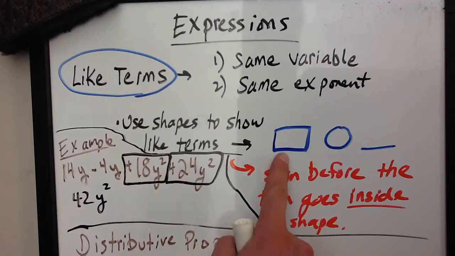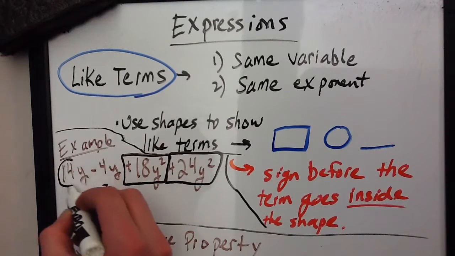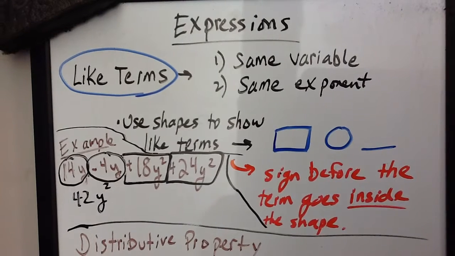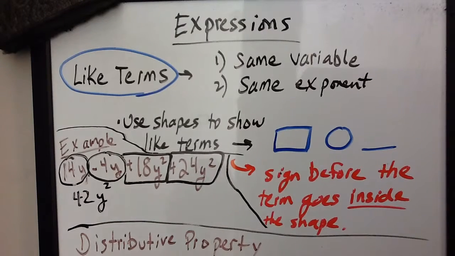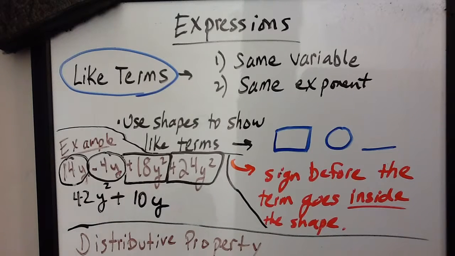Okay? After I use squares, then I'm going to use circles if I have any other like terms. So in the expression I have left 14y minus 4y. Those are also like terms because they have the same variable y and the same exponent 1. So I'm going to put a circle around 14y and a circle around negative 4y to show those are like terms. Then I'll add them together. 14y plus negative 4y, or you could say 14y minus 4y. That's going to give you positive 10y. So because it's a positive 10y, I'm going to put plus 10y. Okay? Now I have 42y squared plus 10y.